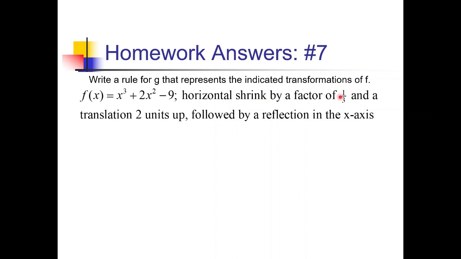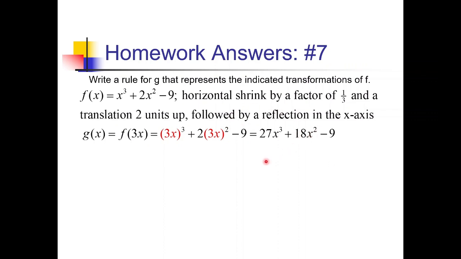So if I'm shrinking by 1/3 horizontally, that's going to look opposite on the inside. I'm actually going to have to multiply the inside x by 3. So I'll create a g function that does this. I'm going to say that g of x equals f of 3x. And then I'm just going to replace all these x's with 3x's, and then simplify a little bit so I have a clean slate for the next transformation. So 3x cubed is 27x cubed. 3x squared is going to be 9x squared, times 2 gives us 18x squared, plus that, and that negative 9 is still there.